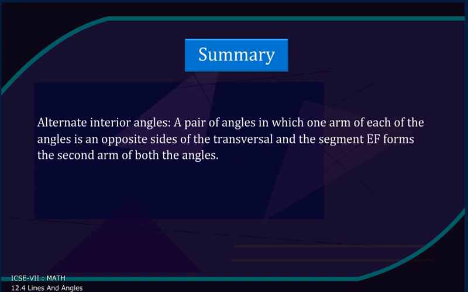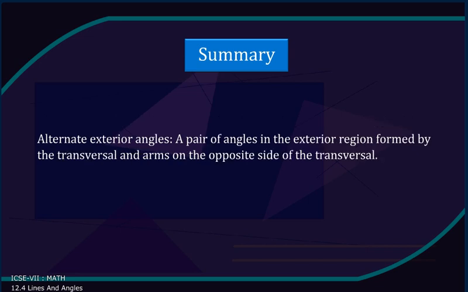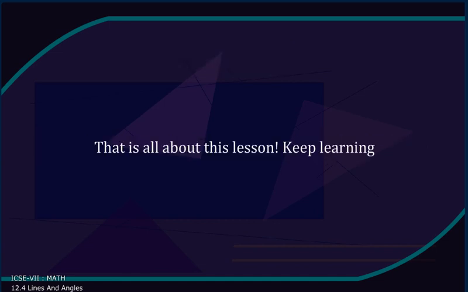A pair of angles in which one arm of each of the angles is on opposite sides of the transversal and the segment EF forms the second arm of both the angles. Alternate exterior angles: a pair of angles in the exterior region formed by the transversal and arms on the opposite side of the transversal. So that is all about this lesson.